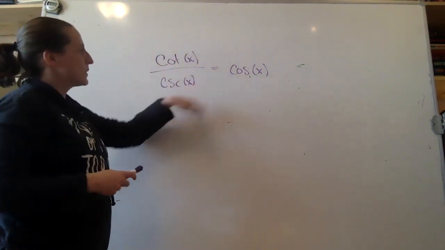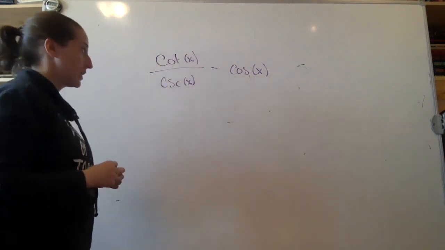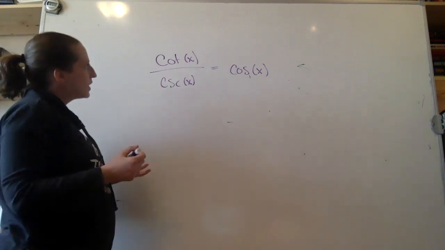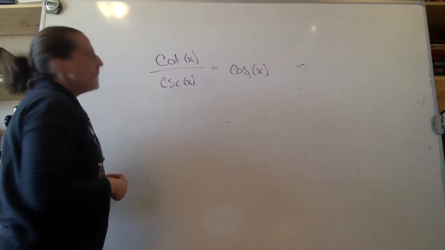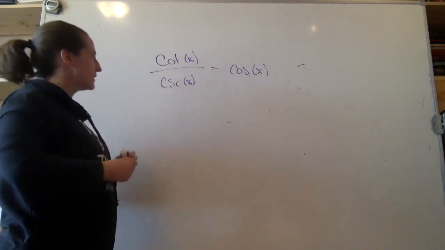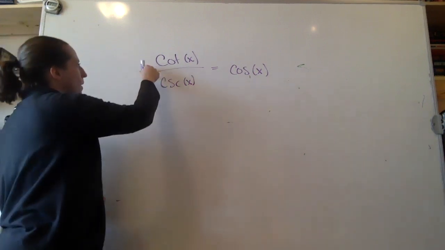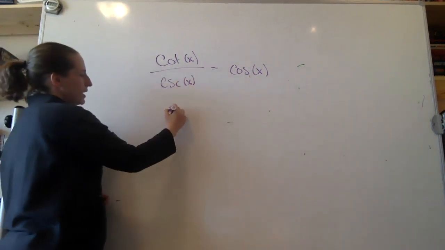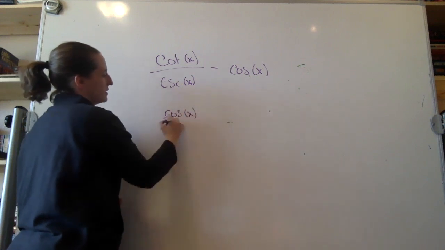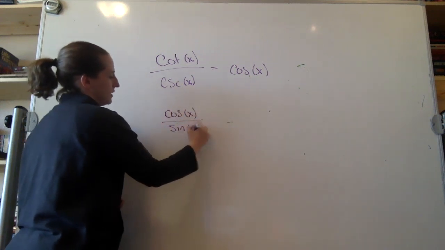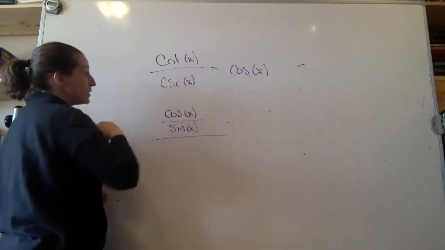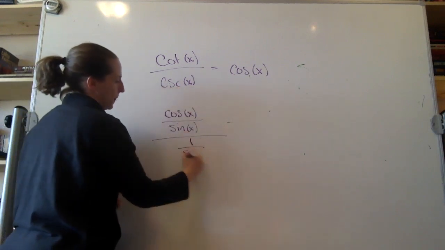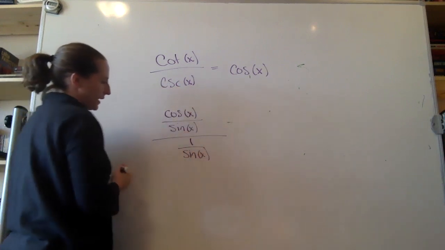So we probably want to start with this side and make it look like cosine. Okay. All right, so now we have cotangent over cosecant. Probably the next thing to do is to rewrite this in terms of sines and cosines. Well, cotangent is cosine of x over sine of x. And cosecant is 1 over sine of x.